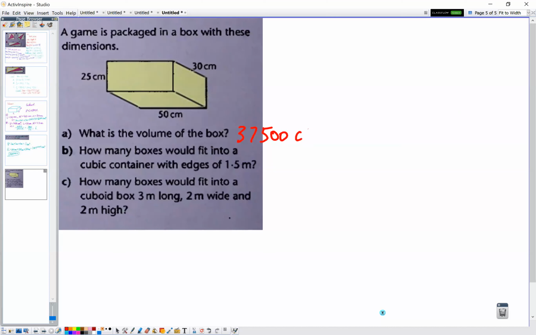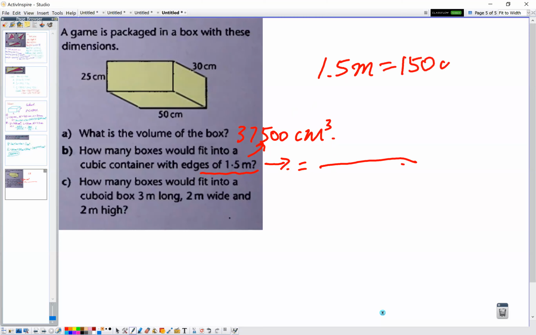centimeter cubed. Yes. For question B, how many boxes fit into this one container? In this case, you have to use the large container volume divided by the smaller one. So 1.5 meters. How much is that in centimeters? It becomes 150 centimeters. So this will be 150 centimeters times 150 centimeters times 150 centimeters.